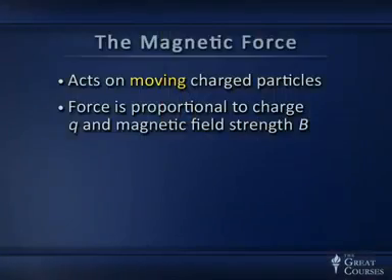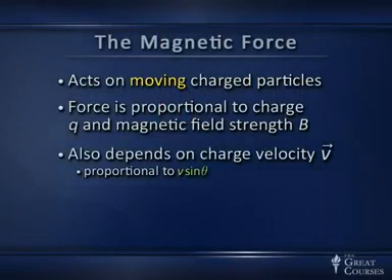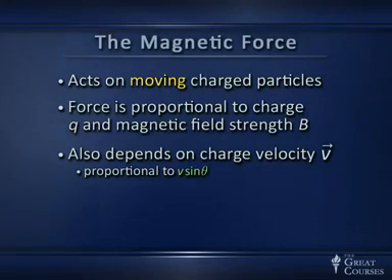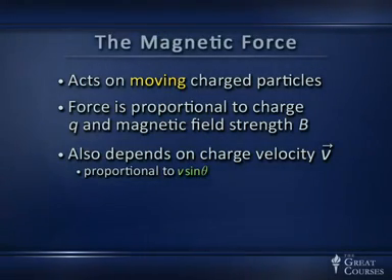So that's familiar from electricity. The electric force on a charge was Q times E. But there's more involved here because it also depends on the charge velocity v. And v is a vector. It has direction as well as magnitude. And it's proportional in particular to the magnitude of the velocity times the sine of the angle between the velocity and the magnetic field. So the magnetic force is more complicated to think about because it involves thinking about the direction of the velocity in relation to the field.